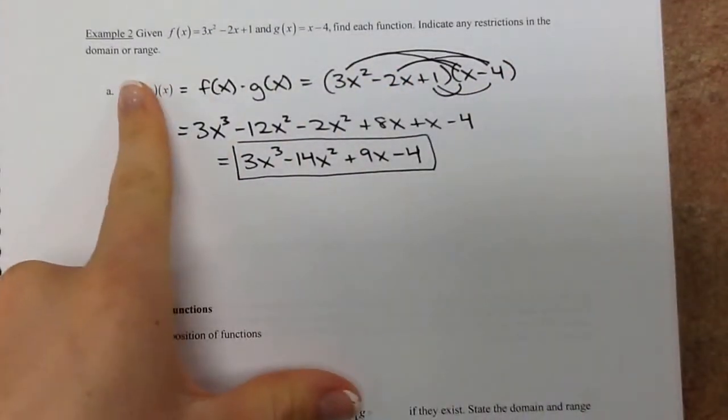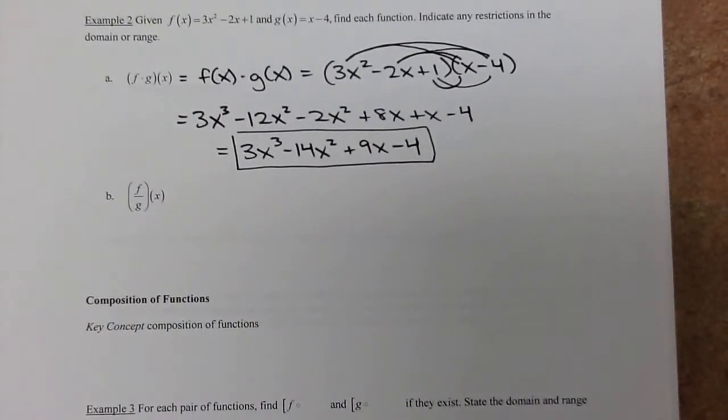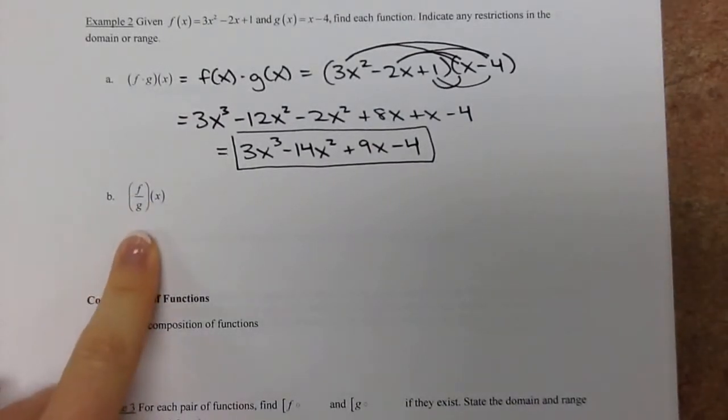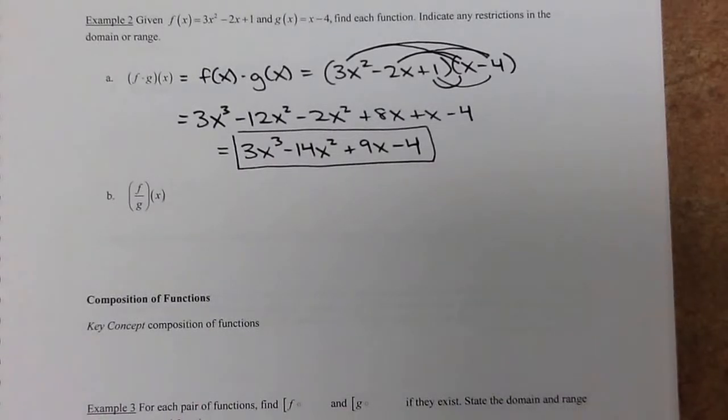Still no restrictions in the domain and range because there's no denominator. Denominators are the only issue with domain and range. Okay, now f divided by g, that looks like it should be like sort of crazy complicated, but all we're going to do is literally just put one of them in the numerator and one of them in the denominator and write it out like a ratio.